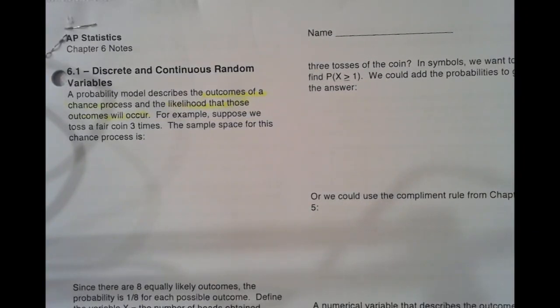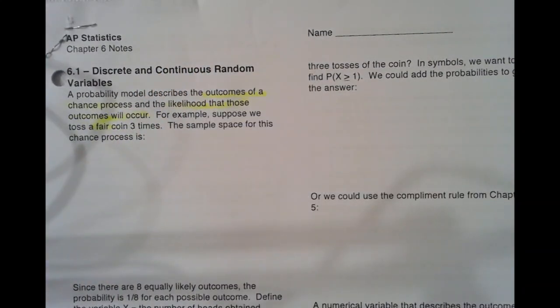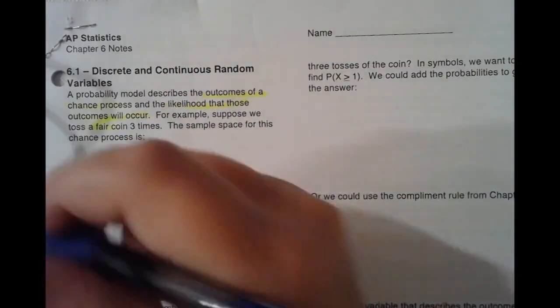For example, suppose we toss a fair coin 3 times. The reason I say fair coin is because a fair coin has a 50-50 chance to be heads or tails, versus a weighted coin, which might not have a 50-50 chance. So when we talk about random selection, we always talk about a fair coin. We toss a coin 3 times, and we need to list all possible outcomes.